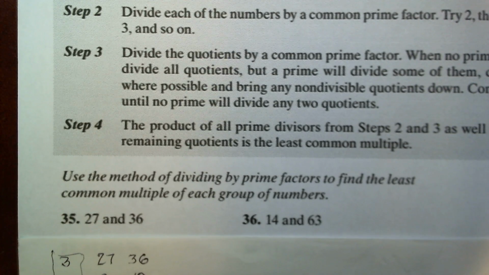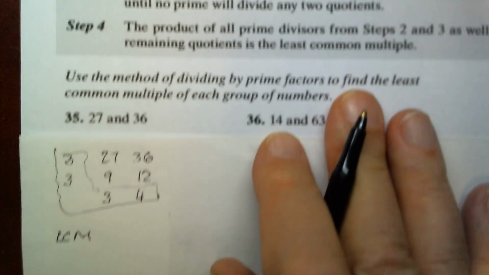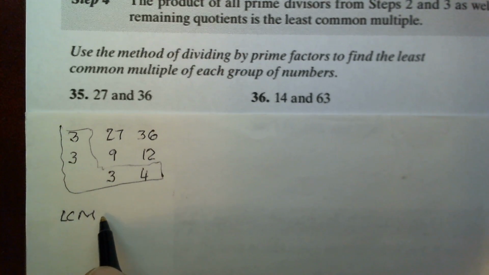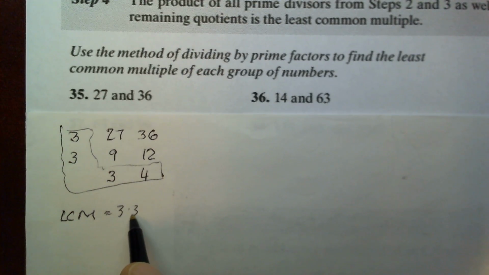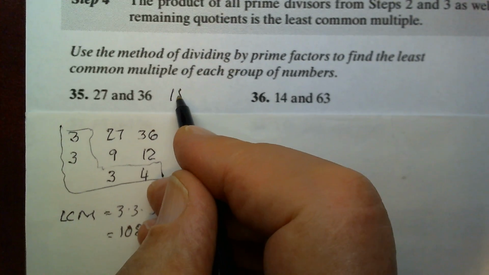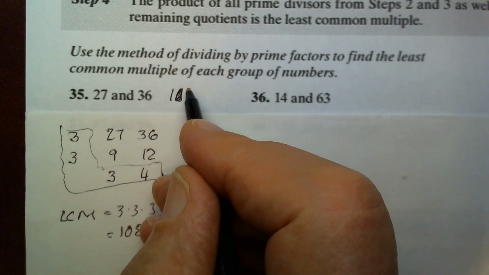So in other words, the LCM is equal to 3 times 3 times 3 times 4, which is equal to 108. So that's the least common multiple for these two numbers, 108.